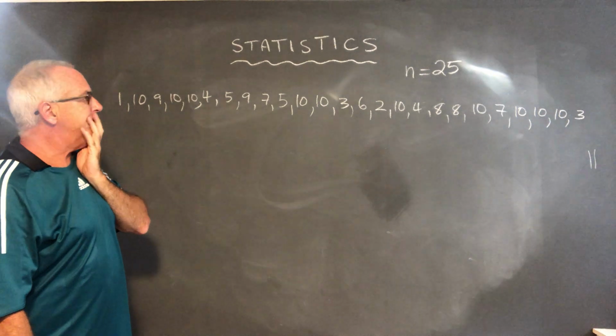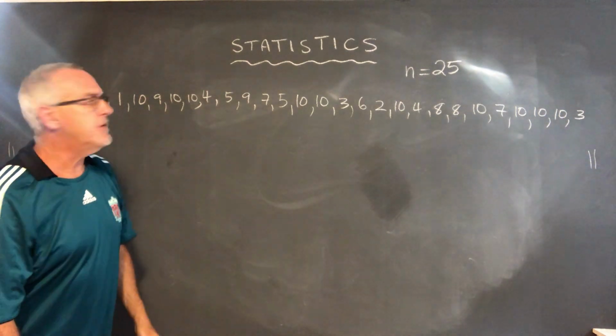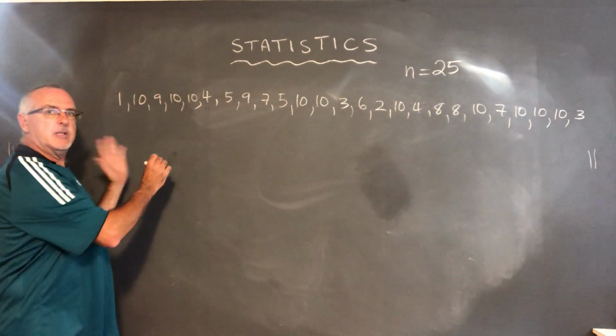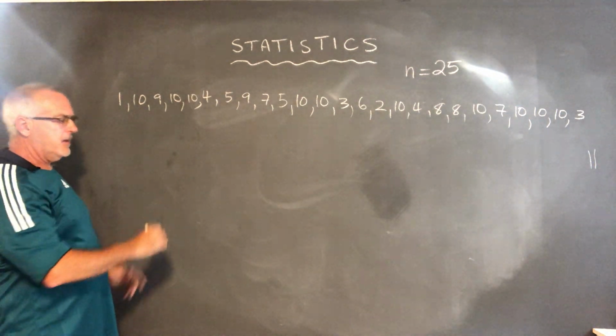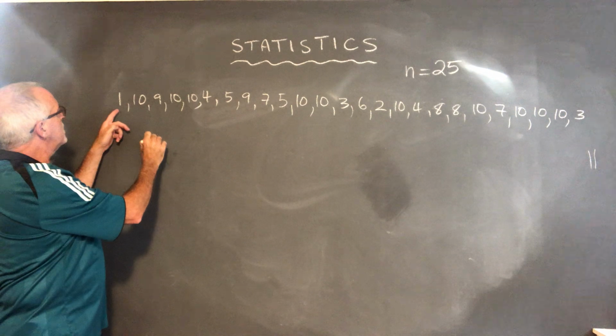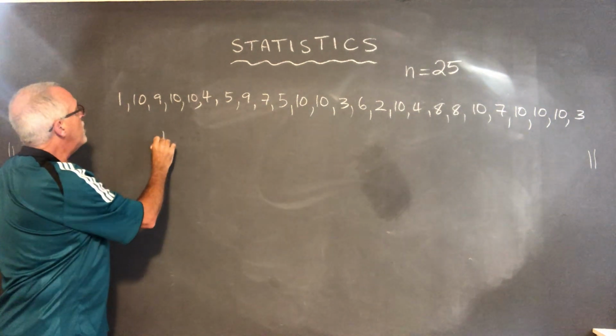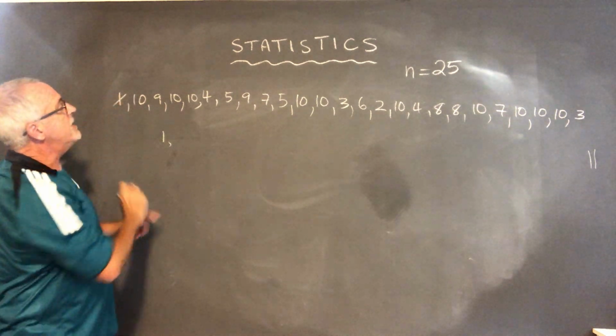Now, to find the median, I have to reorder these numbers from smallest to largest. Oh boy, what have I got myself into? I'm going to write a little bit closer together so that I don't have to walk so far. So I'll start out a little closer to the center. Closer to the center, isn't that funny? 1, cross it out.